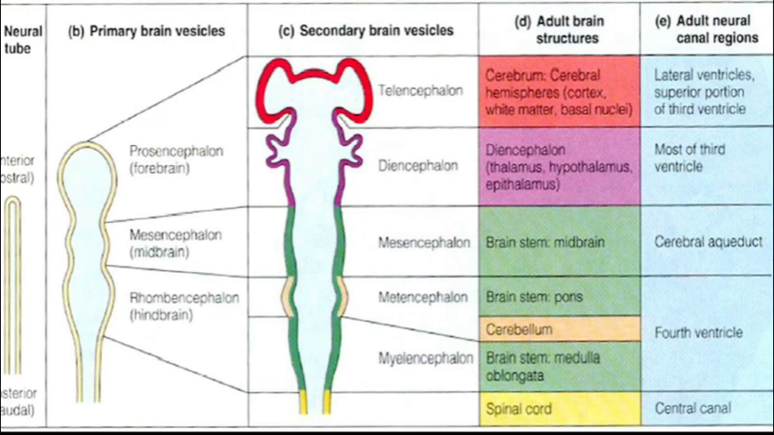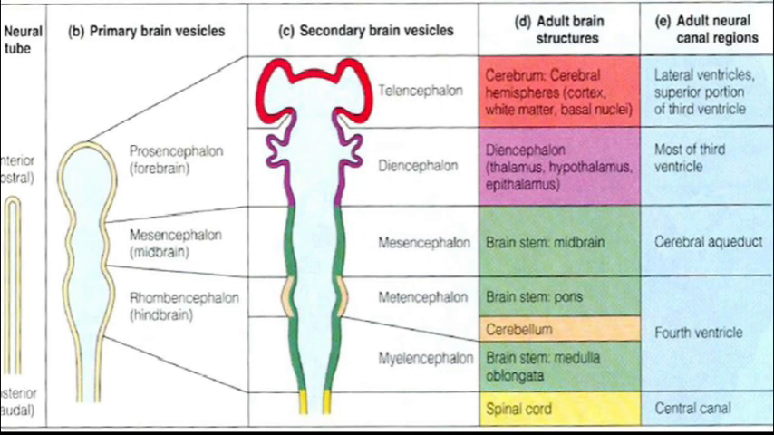The adult brain structures that come from the telencephalon are illustrated right there in the diagram. You can see the cerebral hemispheres, that's the cortex, the white matter, and the basal nuclei. You find all that in the adults. These are structures that come from the telencephalon.